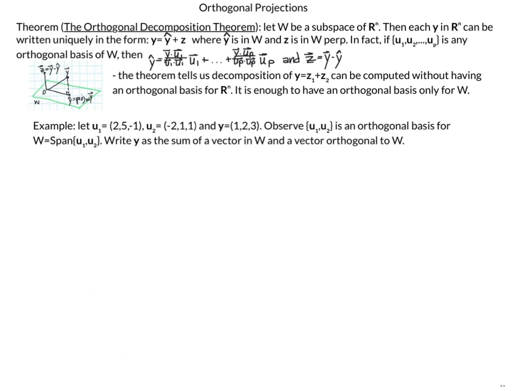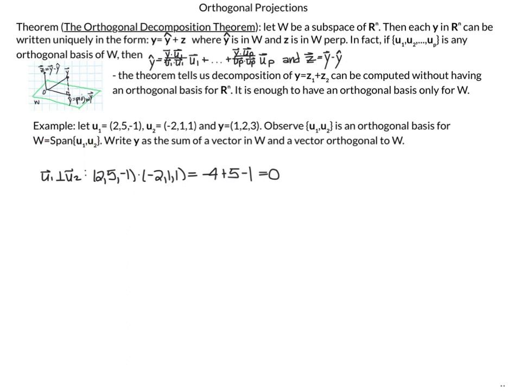And now we are ready to do our first example of the orthogonal decomposition theorem. So let u1 equal the vector 2, 5, negative 1, and u2 equal the vector negative 2, 1, 1, and y equal the vector 1, 2, 3. We can observe that u1, u2 is an orthogonal basis for the span of u1, u2. Then the problem is to write y as a sum of a vector in W and a vector orthogonal to W. So the first thing I did is observe that u1, u2 is an orthogonal basis for the span of u1, u2.